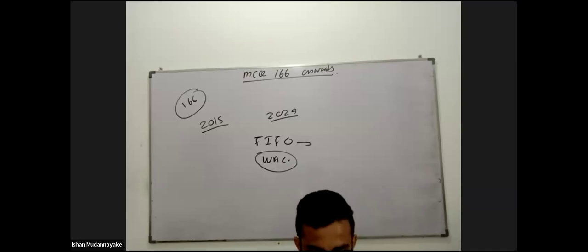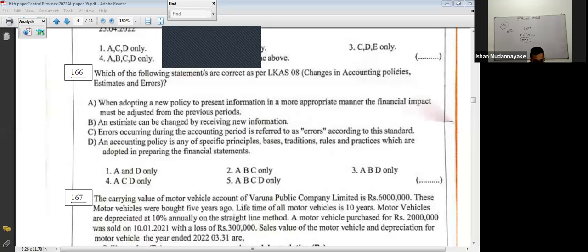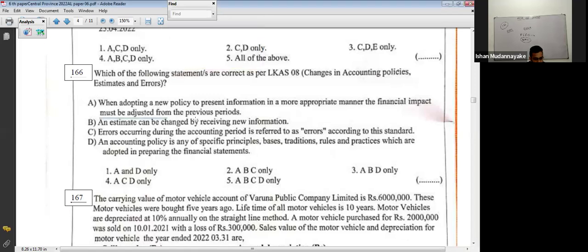Question number 166, B. An estimate can be changed by receiving new information. Yes, that is correct.